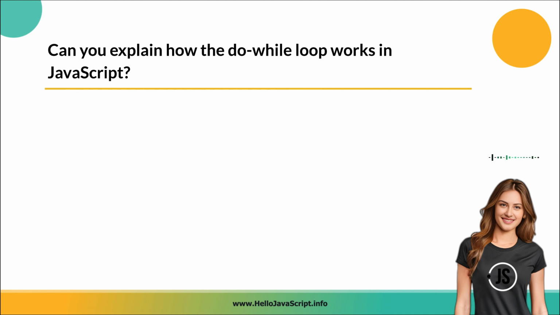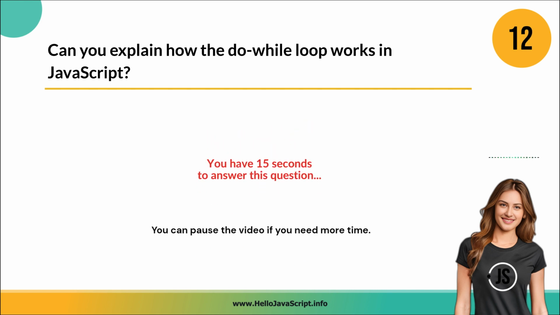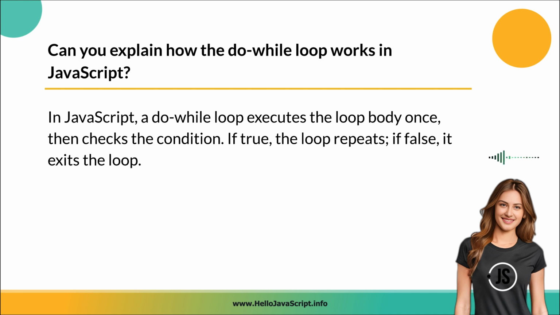Let's look at the next question. Can you explain how the do-while loop works in JavaScript? Here is the interview response. In JavaScript, a do-while loop executes the loop body once, then checks the condition. If true, the loop repeats. If false, it exits the loop.